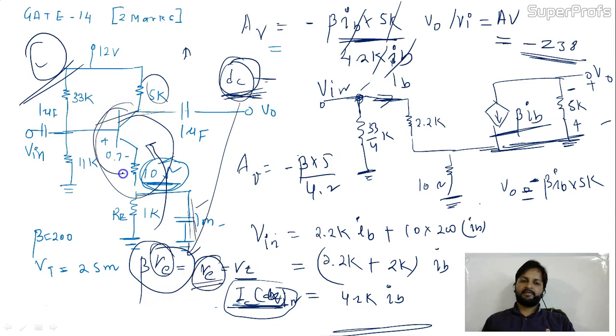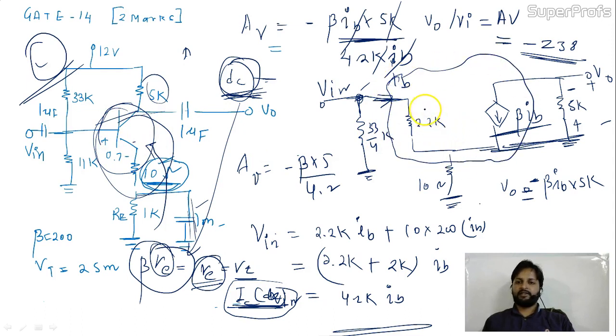Now you will replace this entire BJT circuit with the equivalent model, and we have seen the equivalent model. This portion will be beta RE. This is the emitter, this is the base. In the base the current is IB. In the collector the current is beta times IB. And this is your emitter. Is it okay? So this is the equivalent of the BJT.